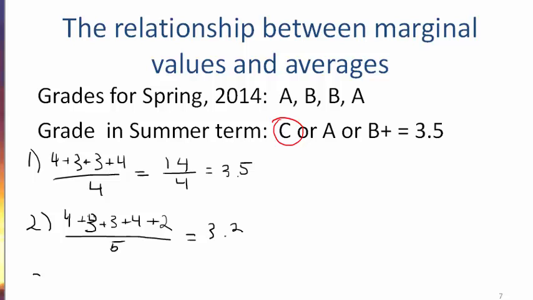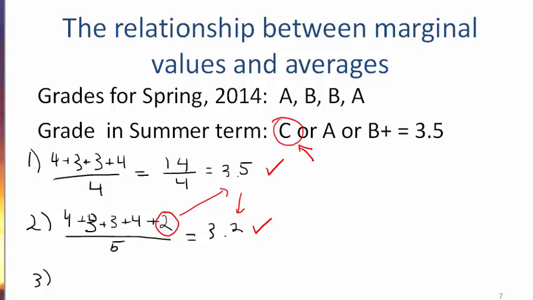So then my step 3 is to compare the information I have. So what do I have? I see that I had a 3.5, and then at the end of the summer I had a 3.2, and my marginal value was a C. So I notice that if my marginal value is less than my original average, the new average goes down.